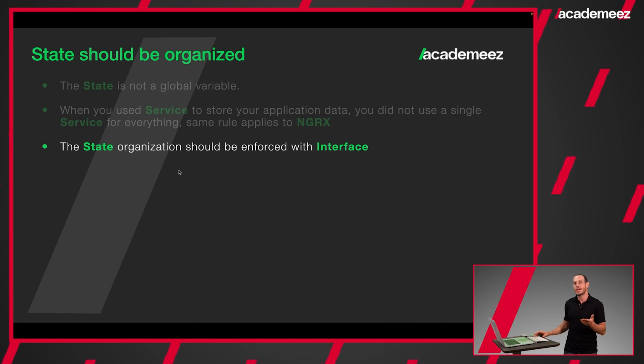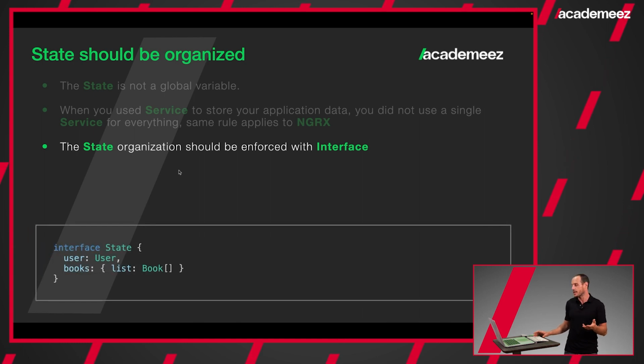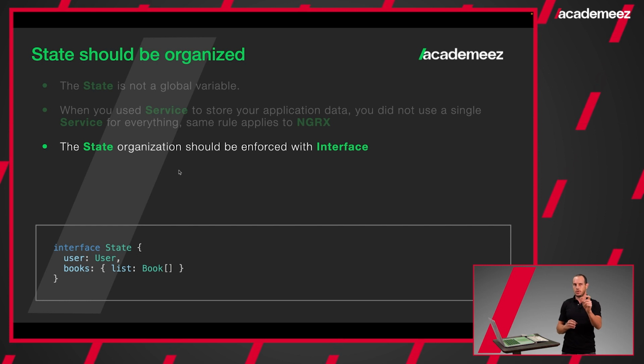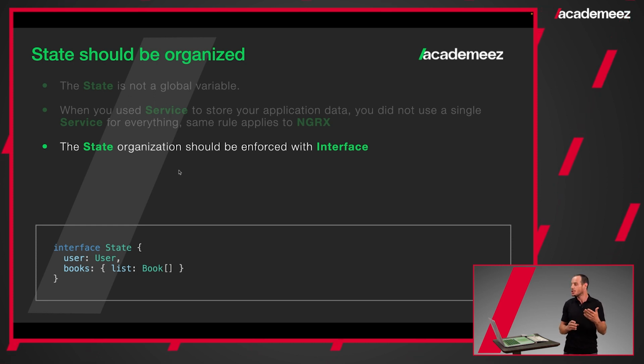The state should be organized and enforced with an interface. So you're not just throwing arbitrary data in an object, you are organizing that data into sections, in our example, a section of user and a section of books. You have a reducer that is in charge of each section of the state. We'll talk about reducers in later lessons in this chapter. But overall, your state is not a big mess.